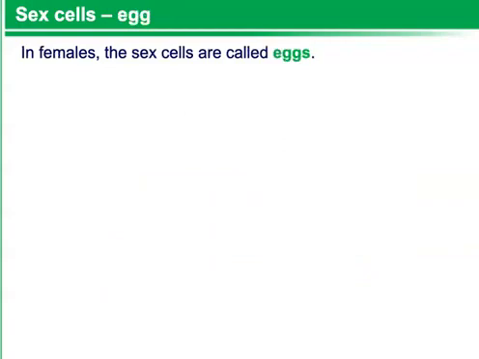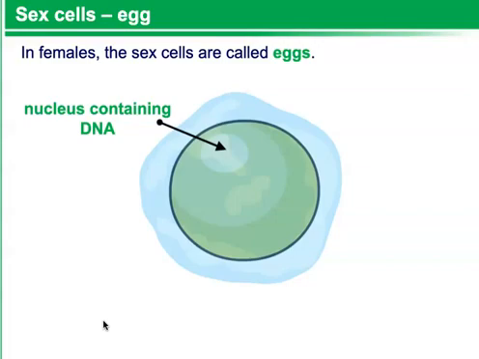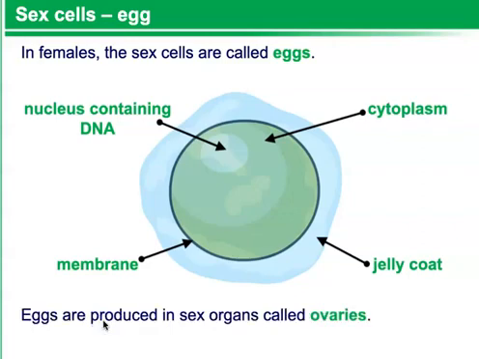The sex cells, the egg. In females, the sex cells are called eggs. Inside of the egg is a nucleus containing DNA. There is a membrane surrounding that nucleus. Inside the membrane is a large amount of cytoplasm. There is also a jelly coat around the outside of the egg. Eggs are produced in the sex organs called the ovaries.